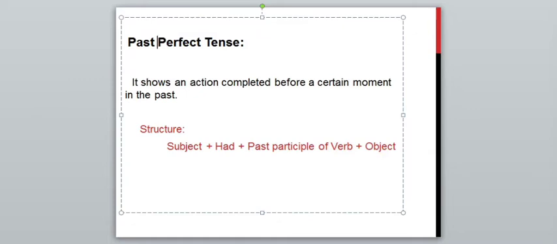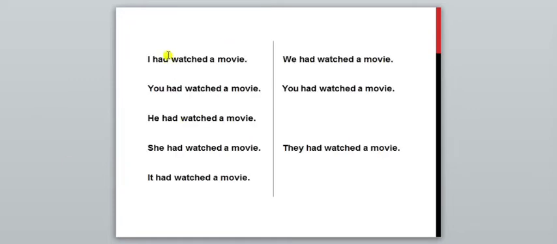Now the examples are there. I had watched a movie. I is the subject. Had is the auxiliary verb. Watched is the past participle of a verb. And a movie is the object. So, see, the action of watching a movie was completed before some time, and that's why what is there? I had watched a movie.